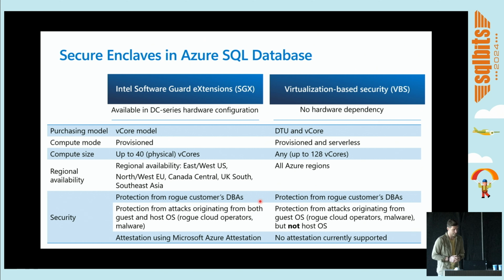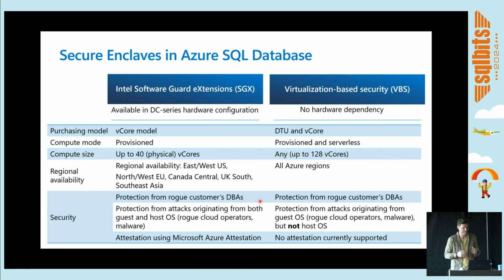Region availability: SGX enclaves are quite limited in the number of regions because we need to have that specific hardware. It's available in East and West US, North and West Europe, Canada Central, UK South, and Southeast Asia. If you need it in another region, let me know. I can enable more regions for you, but you need to have a good use case. Otherwise, we won't spend money on new hardware in that region. But if you need it, let me know. For VBS enclaves, it's available in all different regions.